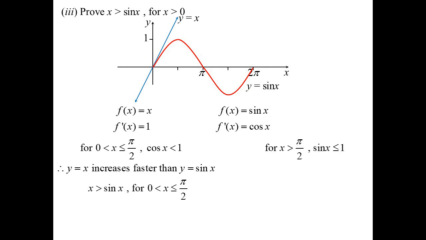After pi on 2, well, we know the sine curve's always going to be less than 1. It's never going to go above 1. But our blue curve keeps going up and keeps going up. So after pi on 2, x is always bigger than sine x. So combining the two together, we do get that x is bigger than sine x for all positive values of x.